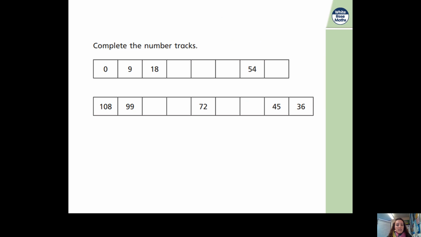Okay, let's have a go at chanting the number track, which is our multiples of 9. Are you ready? 0, 9, 18, 27, 36, 45, 54, 63. Great, let's go backwards now, starting with 12 times 9. So 108, 99, 90, 81, 72, 63, 54, 45, 36.